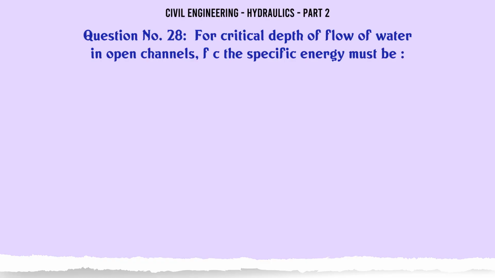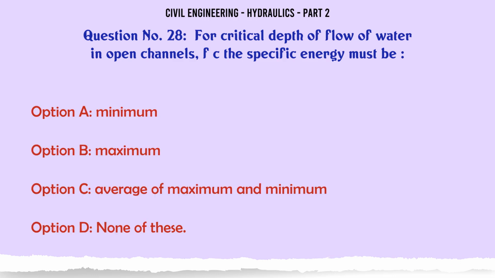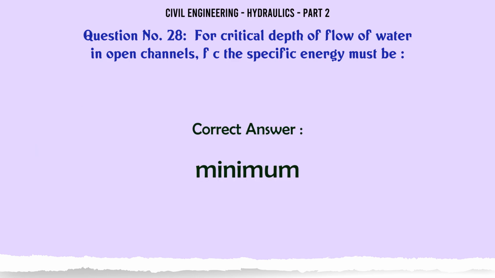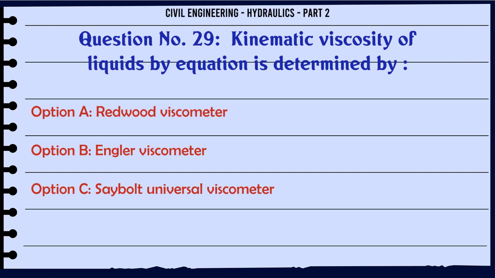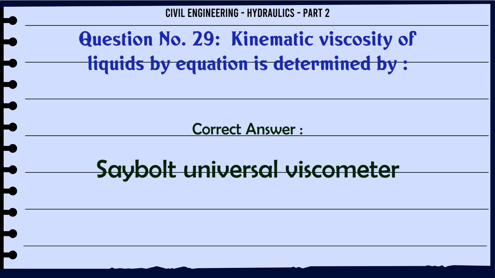For critical depth of flow of water in open channels, the specific energy must be A. minimum, B. maximum, C. average of maximum and minimum, D. none of these. The correct answer is minimum. Kinematic viscosity of liquids is determined by A. Redwood viscometer, B. Engler viscometer, C. Saybolt universal viscometer, D. none of these. The correct answer is Saybolt universal viscometer.